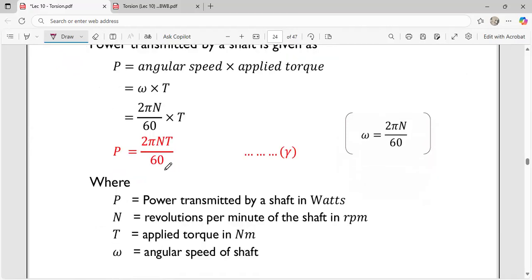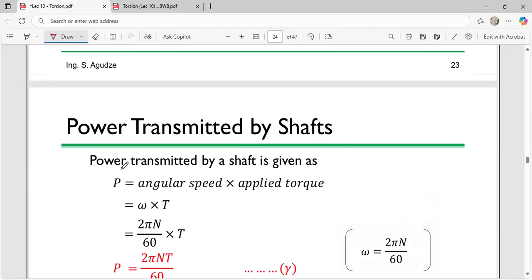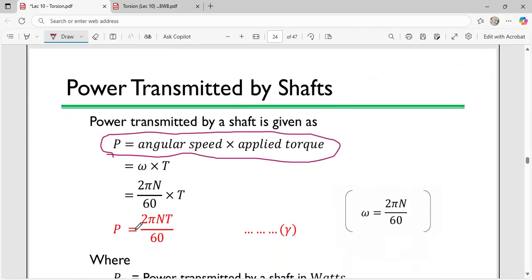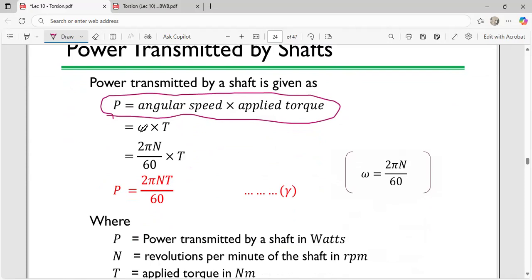And the formula for power transmitted by a shaft is given as the angular speed times applied torque. The torque in the question you may calculate before you use it to calculate the power transmitted by the shaft, or it may be given to you to substitute into one of them to find the other. So where the angular speed is the symbol omega and the applied torque has the symbol T.